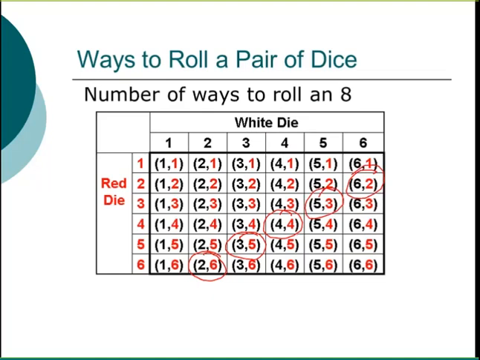There are 1, 2, 3, 4, 5 different ways to roll an 8. So there are 5 different ways. In fact, there are 36 different ways to roll the dice. If you notice here, this is 6 by 6, so there's 36 total different ways to roll a dice, but here to roll an 8 specifically, there are 5 different ways.